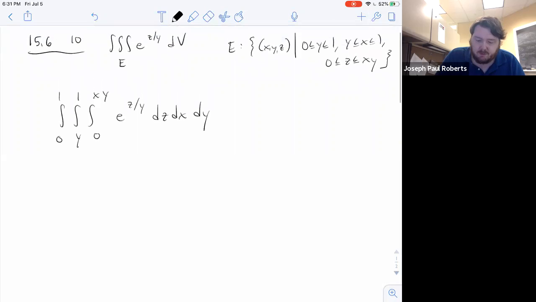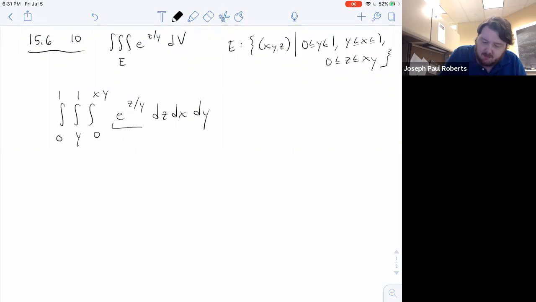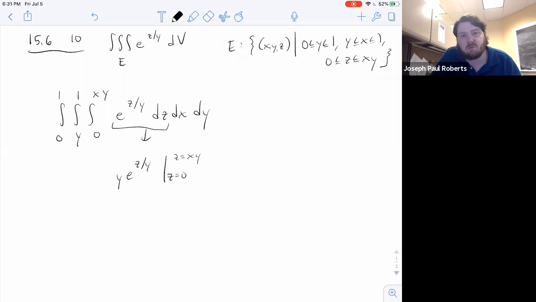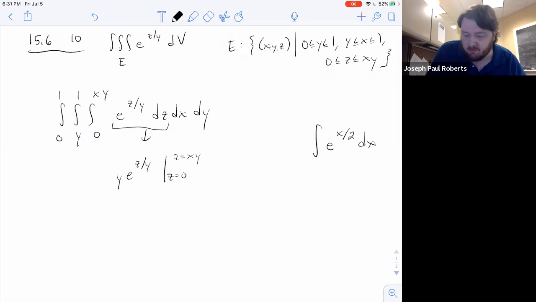And so the first step to solving this would be our z anti-partial derivative, which is going to be y e to the z over y from z equals 0 to z equals xy. Hopefully you've been practicing these a fair bit. When I look at e to the z over y dz, I'm thinking that's basically like the antiderivative of e to the x over 2, because for the purposes of the z antiderivative, you're pretending that y is a number. You're also pretending x is a number, but there's no x, so that doesn't really amount to anything.